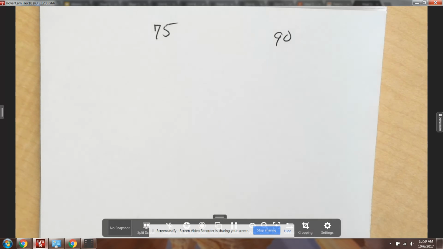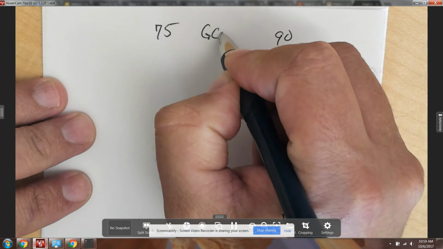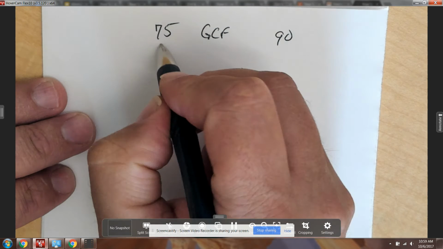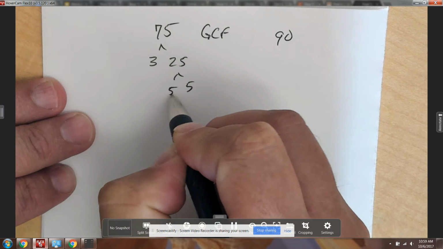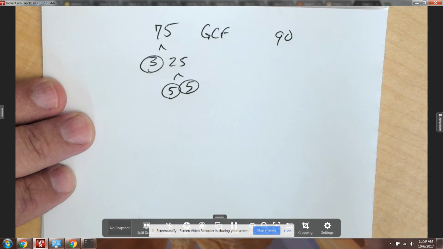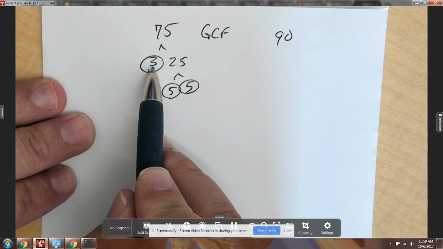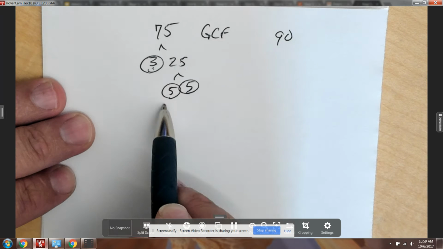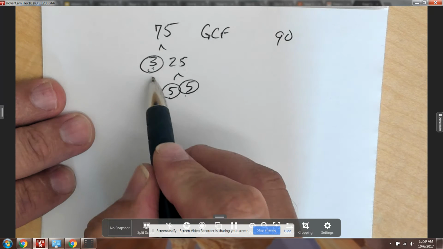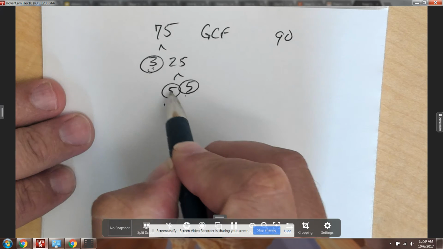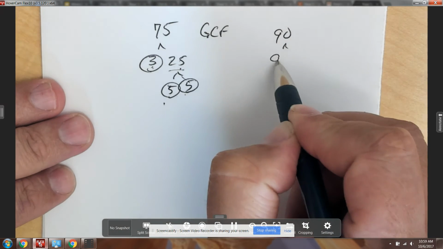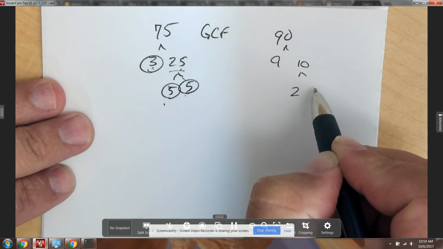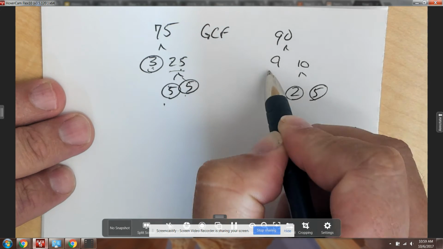Okay, so we're going to do another quick example of greatest common factor using prime factorization. So just like before, we do our factor trees. We break each composite number into a product of two other factors. If they're prime numbers, we circle them. If they're composite, then we would break it down into two more factors. We did the 9 and 10 already in one of the other videos.